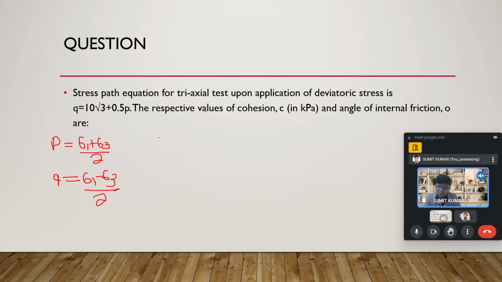Now, when we put the value of Q as sigma 1 minus sigma 3 by 2, sigma 1 minus sigma 3 upon 2 equal to 10 root 3 plus 0.5, and in place of P we will write sigma 1 plus sigma 3 by 2.